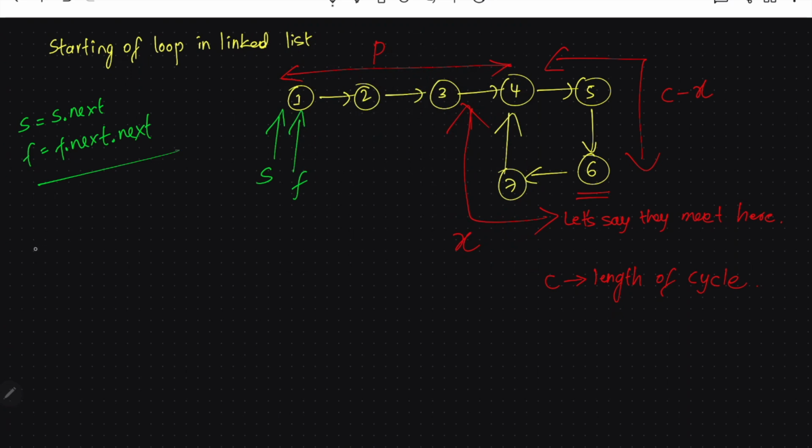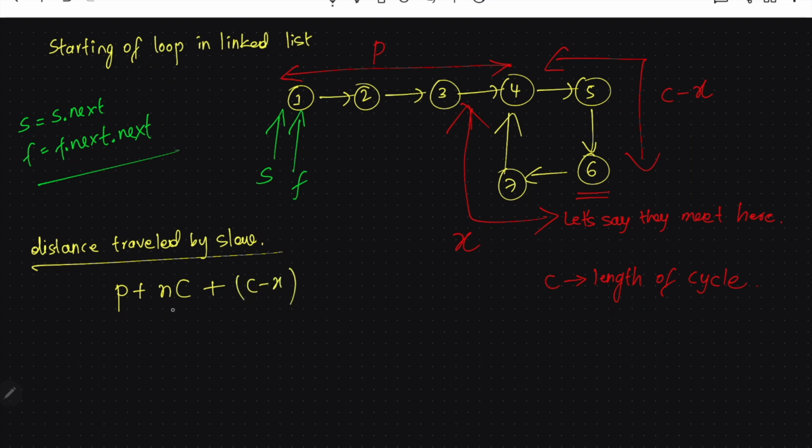Now what we can do is compute the distance traveled by the slow pointer. Before meeting the fast pointer, how much distance has our slow pointer traveled? It has obviously traveled p, and it may have gone through some cycles, let us write it as n times c. It has gone through p, and it may have gone through some cycles n times c, and it has traveled an additional distance of c minus x.